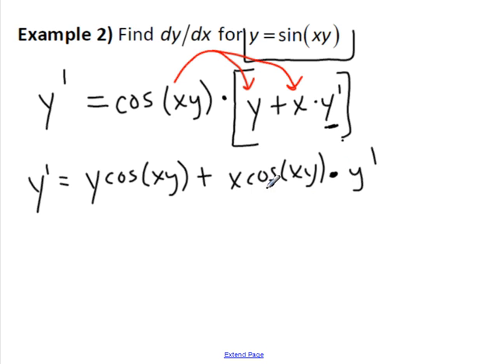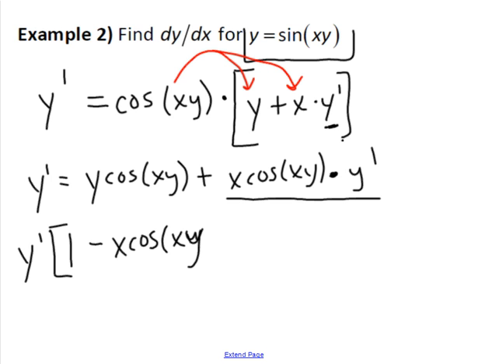Okay, so I want to pull all the y primes to one side. So I'm going to do 2 steps here. I'm going to be subtracting this term from the left side. So I have y prime. And I'm going to go ahead and factor out. Hopefully you'll be able to follow along with this. So if I factor out a y prime here, you're left with a 1. Don't miss that. Then minus the x cosine of xy.